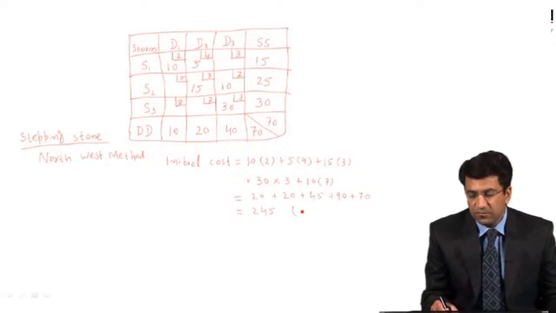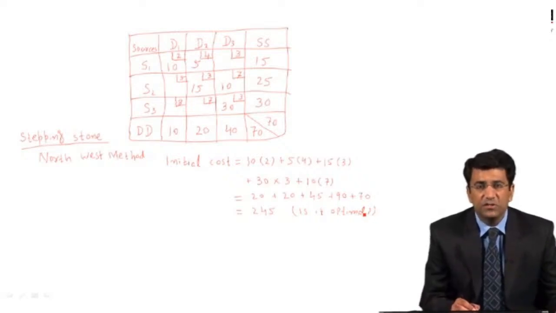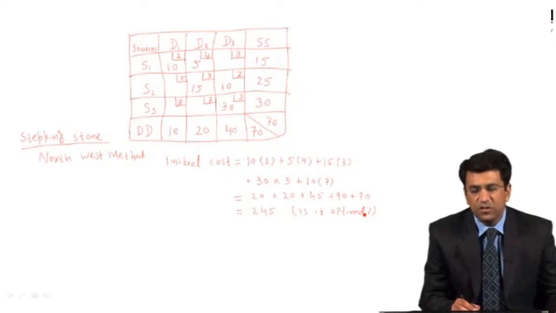Now we'll have to check whether this cost is optimal or not. If you recall the method of improvement indices, you must remember that whenever we use the stepping stone method, we compute the improvement indices for the different unoccupied cells. So let's compute the improvement indices for the different unoccupied cells.